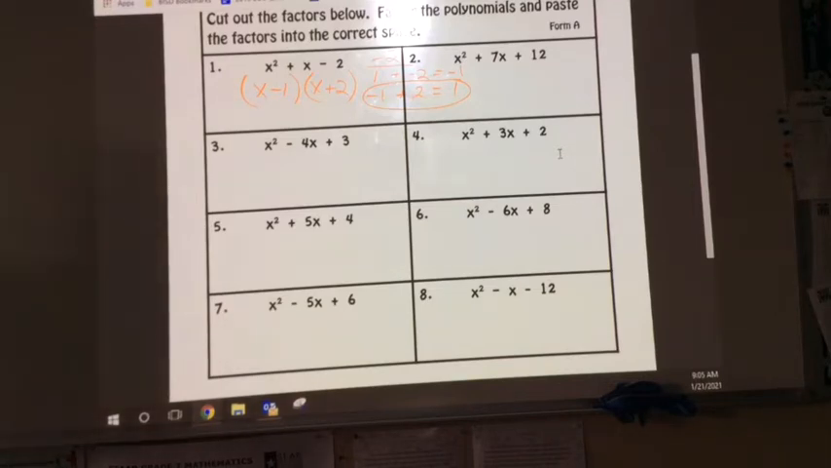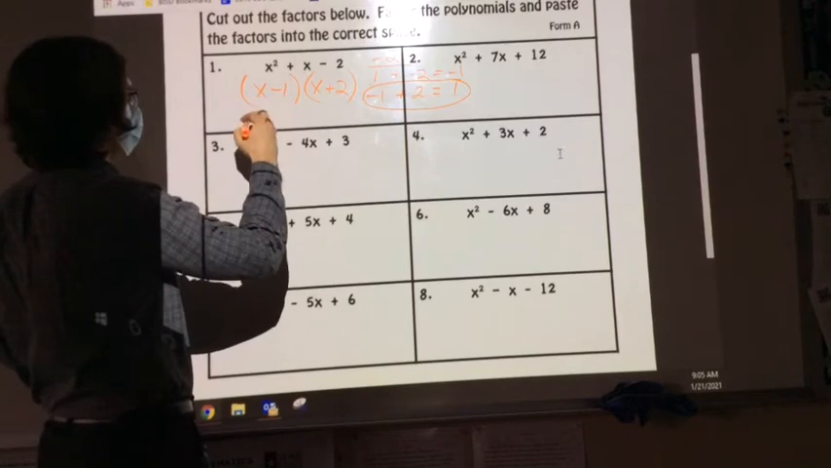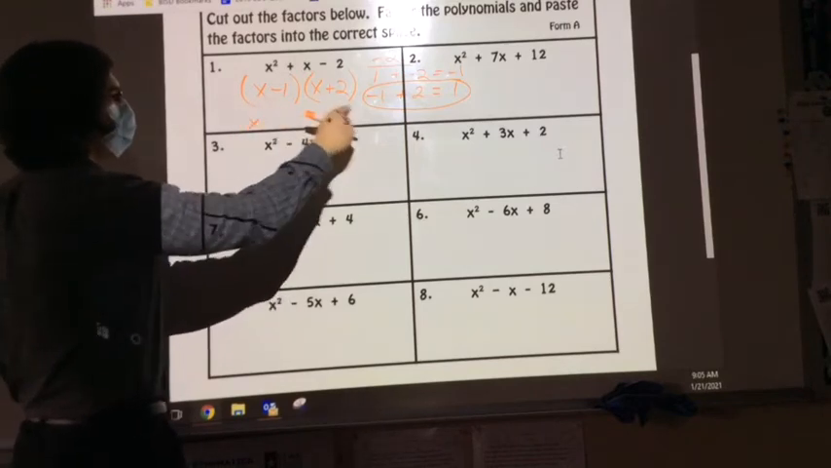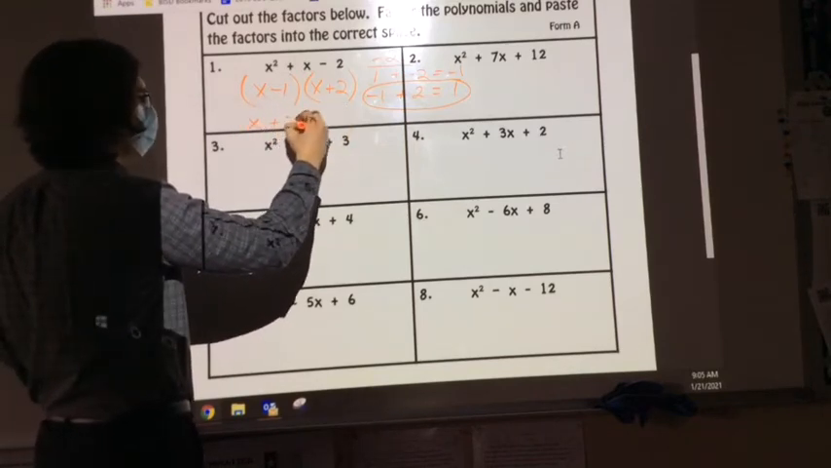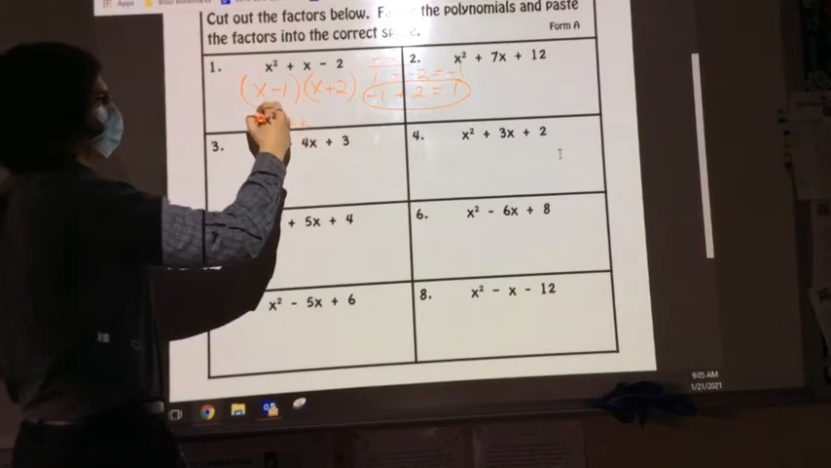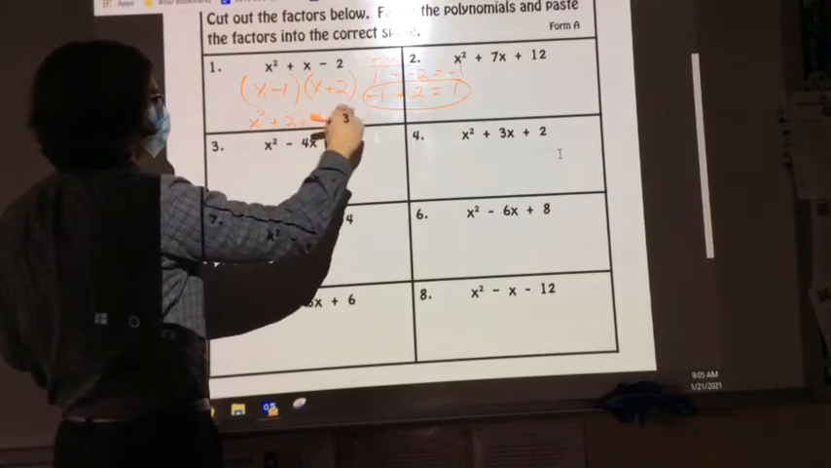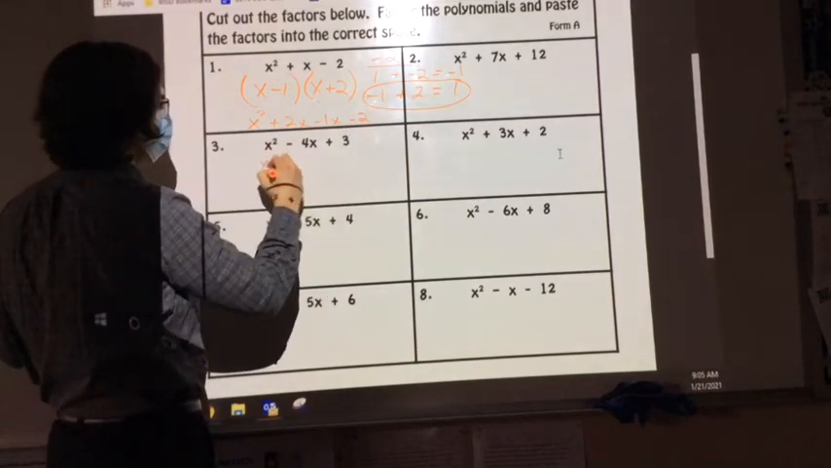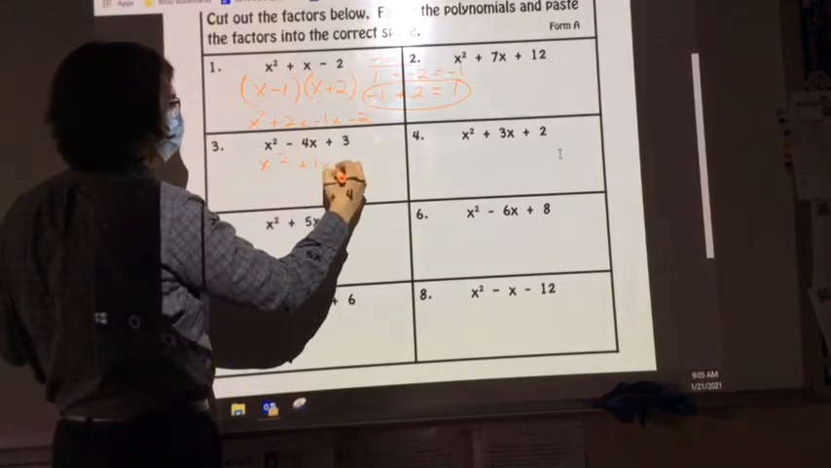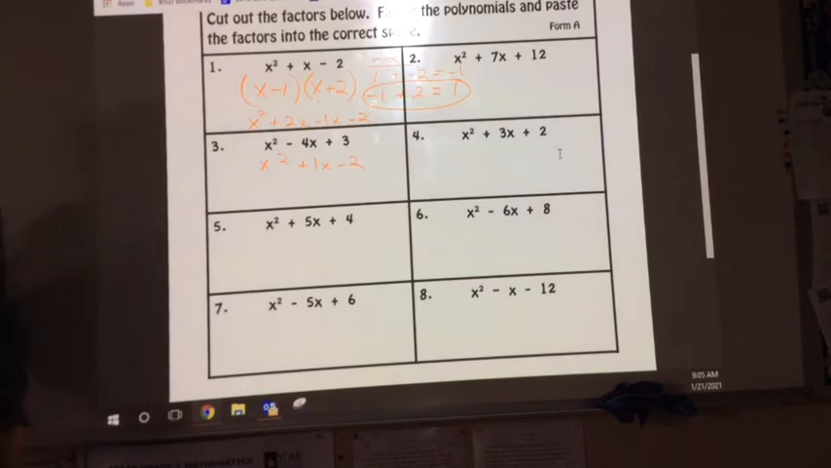FOIL or box method. So x times x is x squared. X times 2 is 2x. Negative 1 times x is negative x, and negative 1 times 2 is negative 2. We're good there?